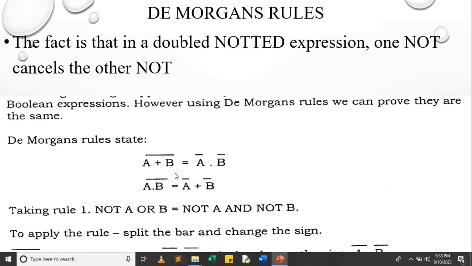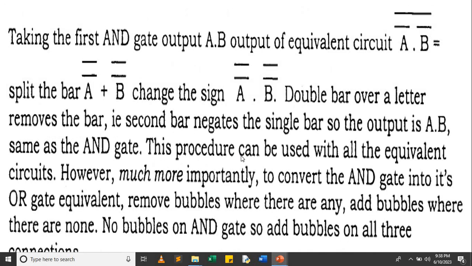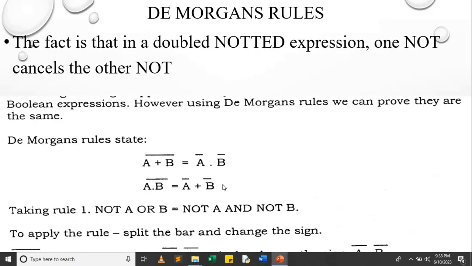We have A plus B, which are inverted. You get A inverted times B inverted. You separate them. This AND changes to a plus, and these ones maintain the inversion. You can see how it changes.